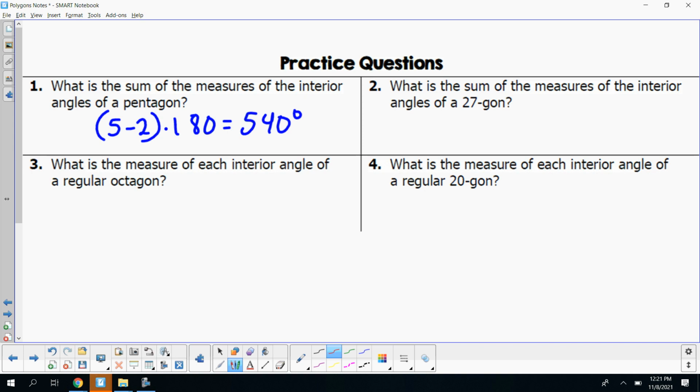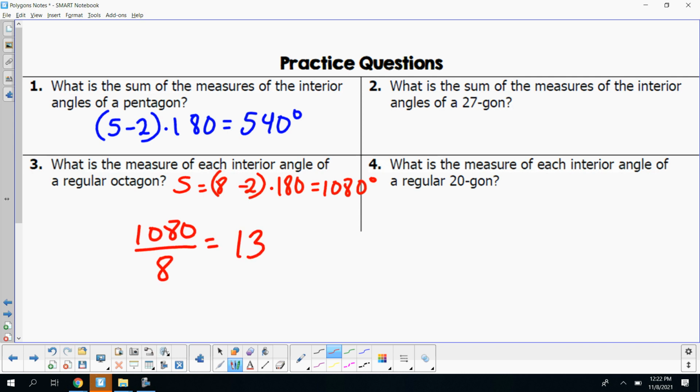Number 3. What is the measure of each interior angle of a regular octagon? Okay, so if we know that the sum of the interior angles of an octagon is going to be 8 minus 2 times 180, that's going to give me 1,080 degrees. And if we take that 1,080 and divide that by 8, because that's the number of sides in an octagon, we're going to get 135 degrees. You guys try number 4 and answer it in Ed Puzzle.